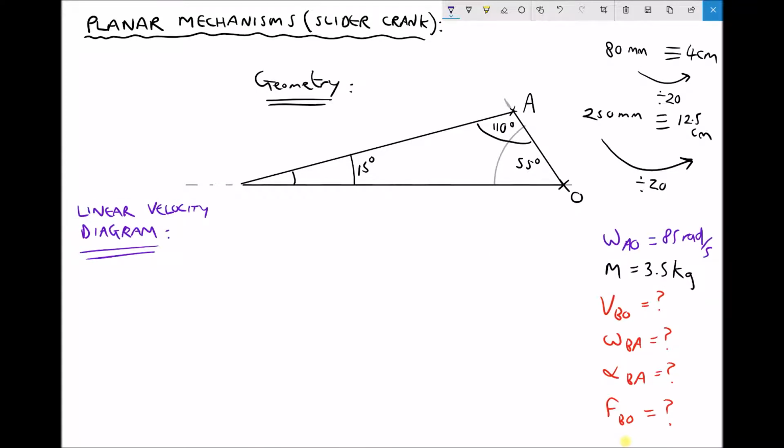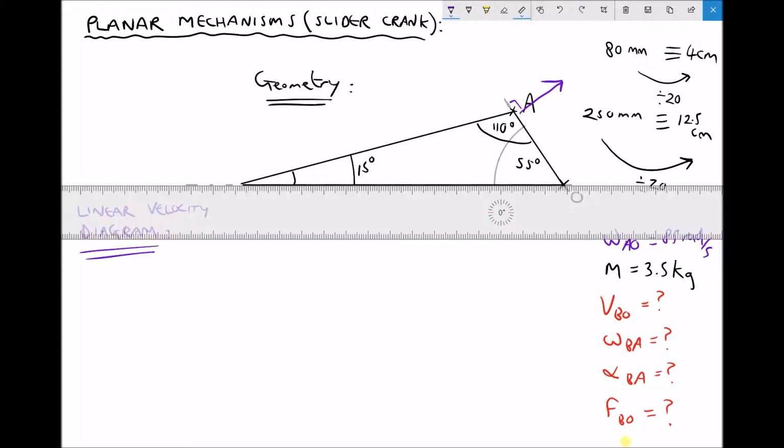Okay, so the first thing to note from our linear velocity diagram is that we can work out the linear velocity of point A relative to point O. And the important thing here is that the linear velocity of point A relative to point O on our original sketch is perpendicular to the link. We know from angular motion that the linear velocity at the outside of the circle is perpendicular to the radius. So here we have a right angle.